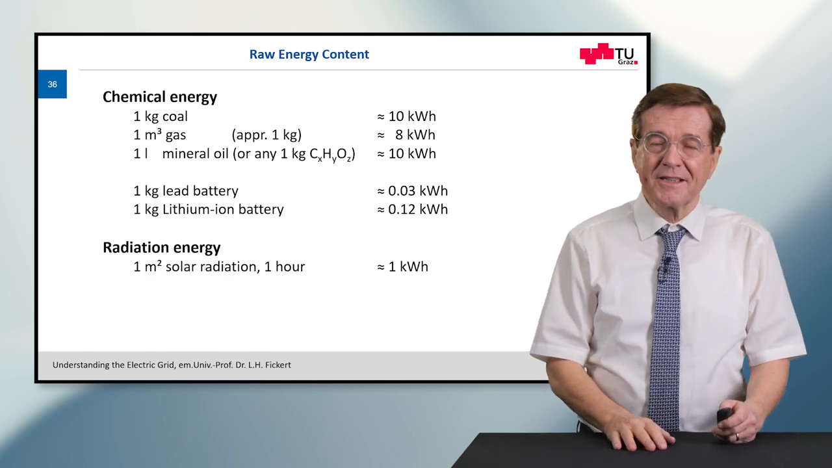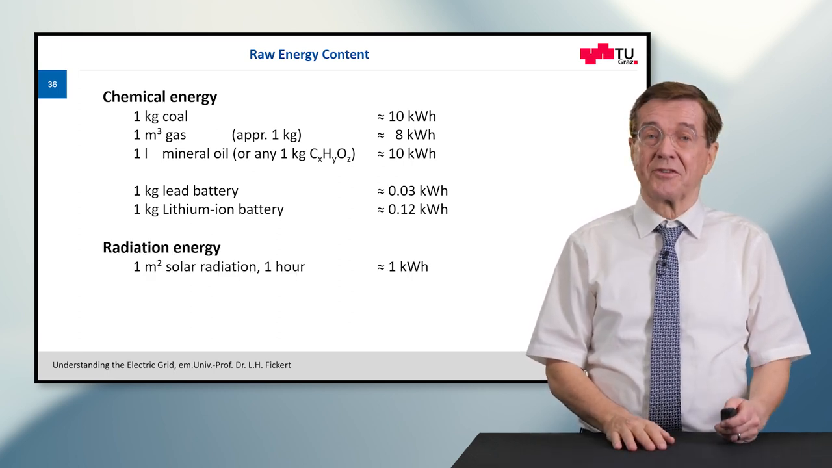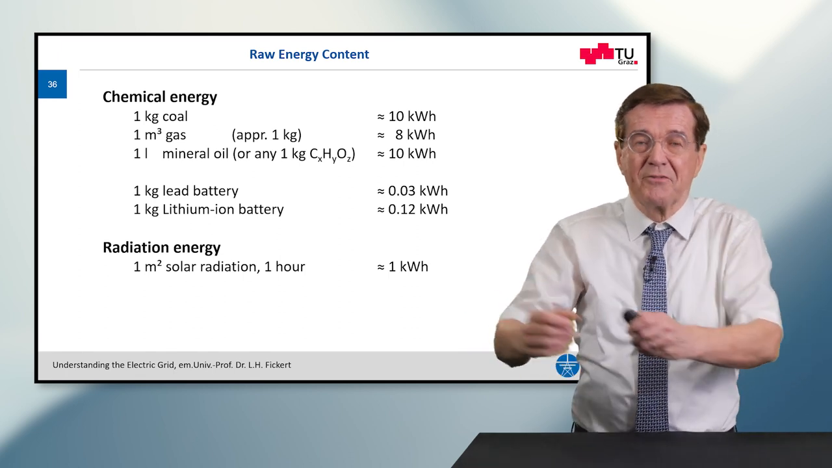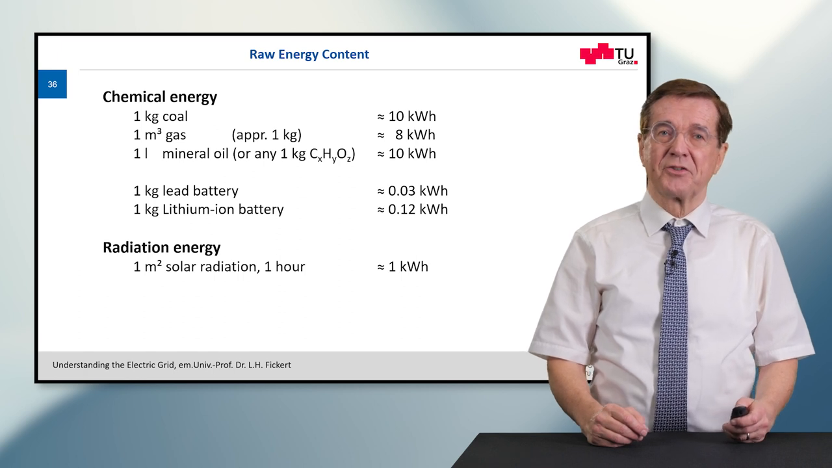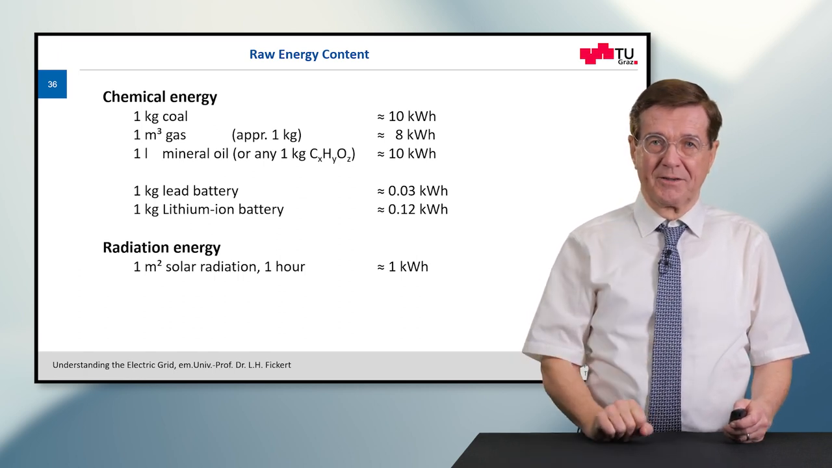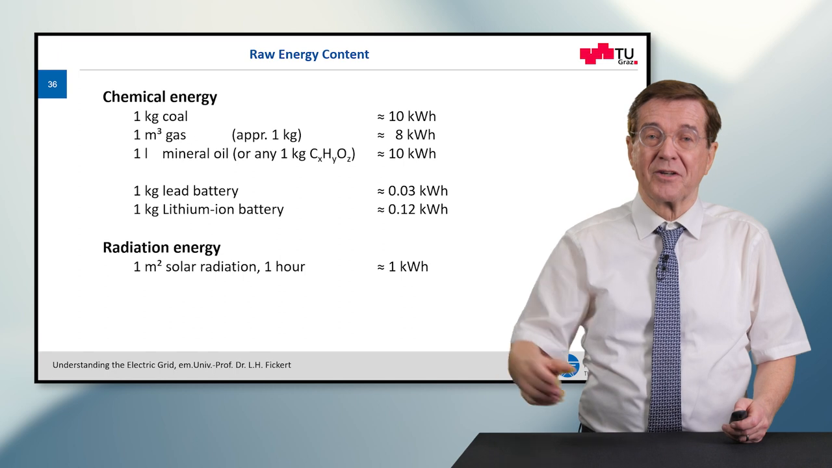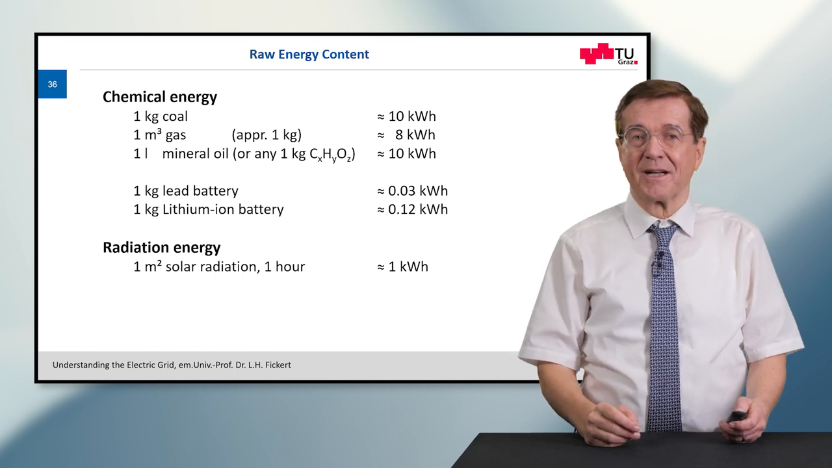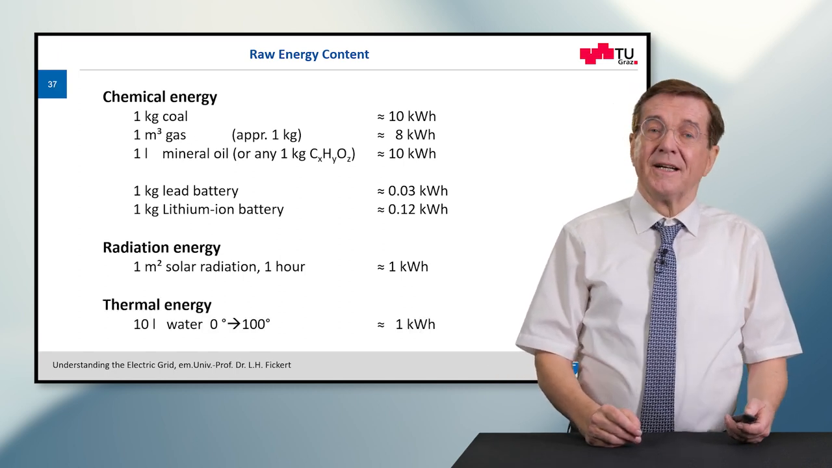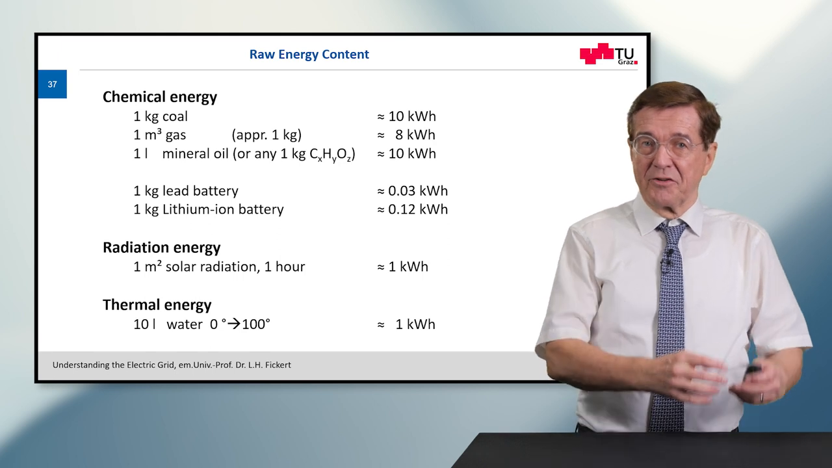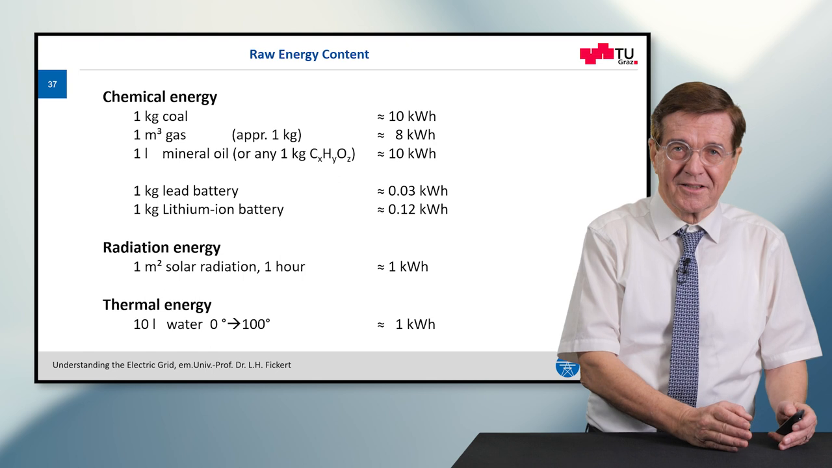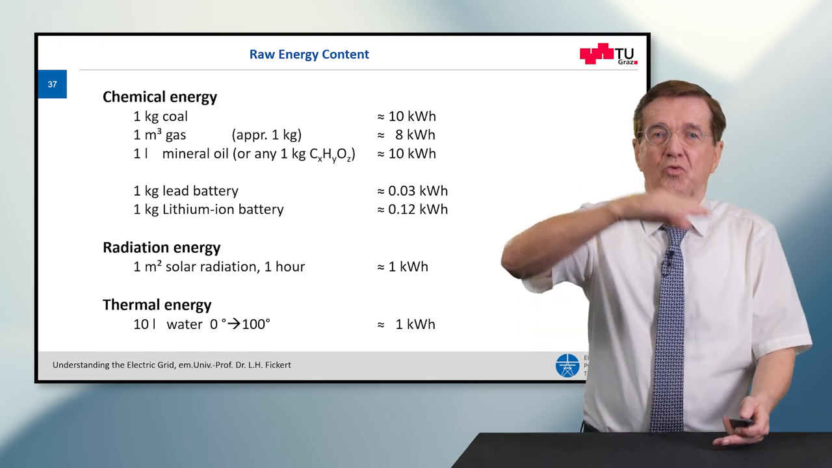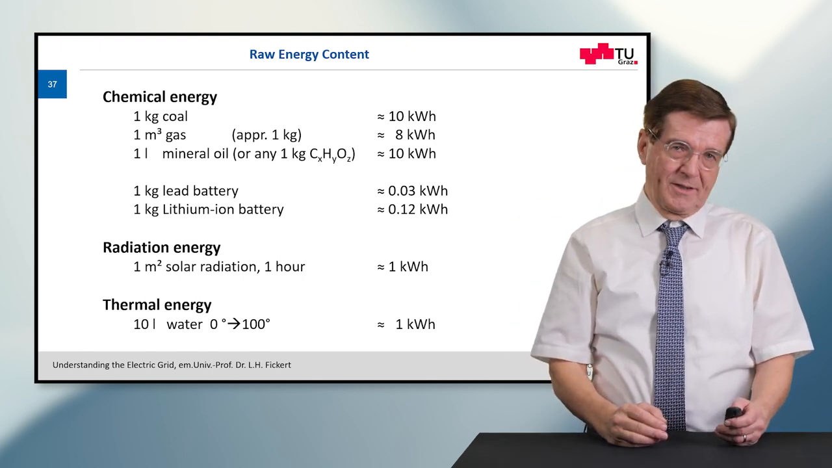For the radiation energy, just to give a rough calculation, what comes out of the sun and can be used on Earth: 1 square meter of solar radiation during 1 hour is 1 kilowatt hour. And this can be transformed into electricity, as, for example, in photovoltaics. And in thermal energy, to give a rough calculation example, if you heat 10 liters of water from cold to warm, then you need 1 kilowatt hour.